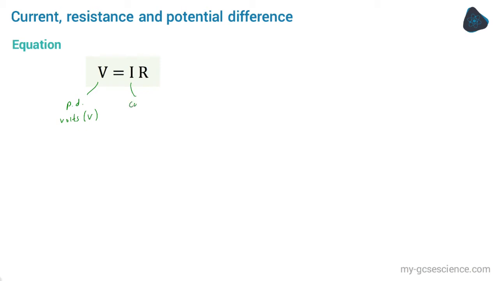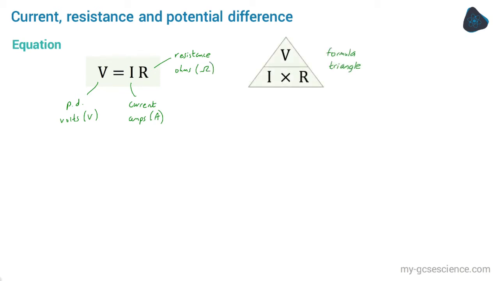I, as we already know, is the current flowing through that point in the circuit, which is measured in amps, symbol A. And as you might have guessed, R is the electrical resistance. It has units of ohms, Greek symbol omega, they're used to represent those. Now, just in case you find it useful, here is the formula triangle for this equation. But we're going to look at two examples of using V equals IR in this video.